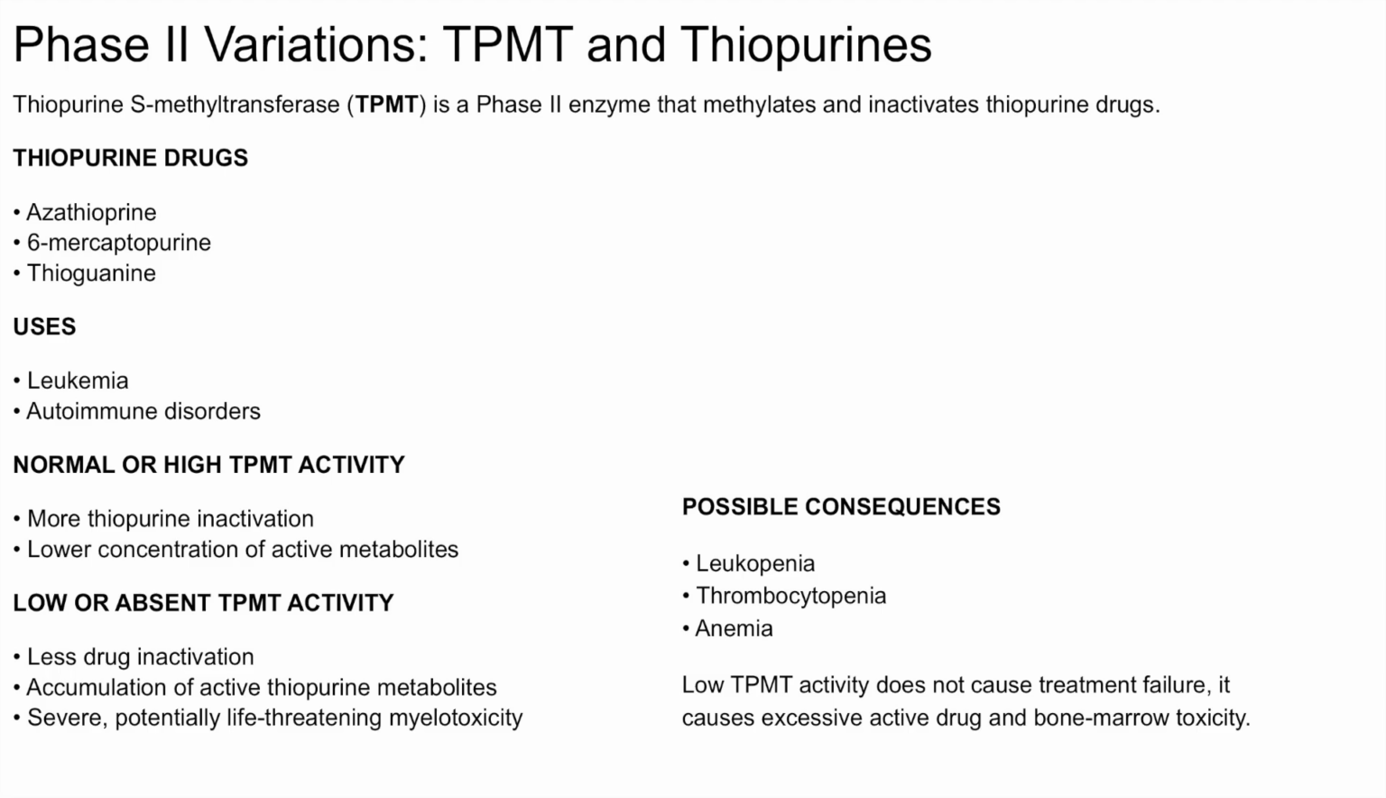Low TPMT activity therefore does not cause treatment failure. It causes excessive exposure and toxicity. So genetic or enzyme activity testing can help guide the starting dose, but continued blood count monitoring remains fairly important.